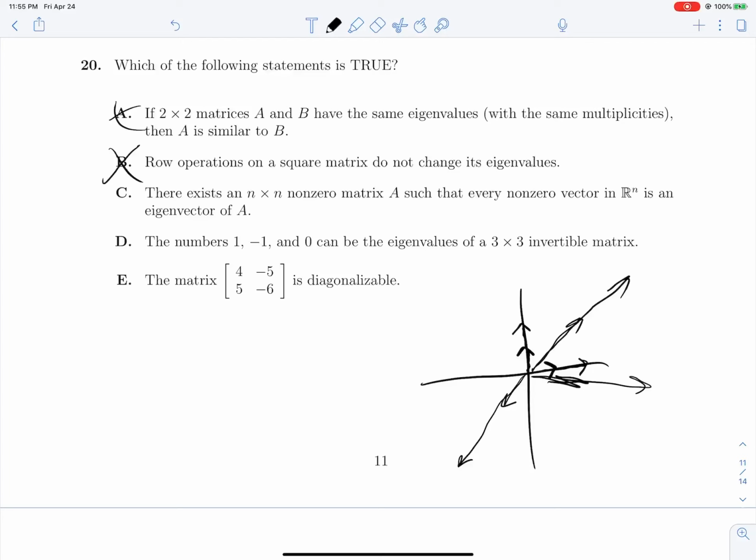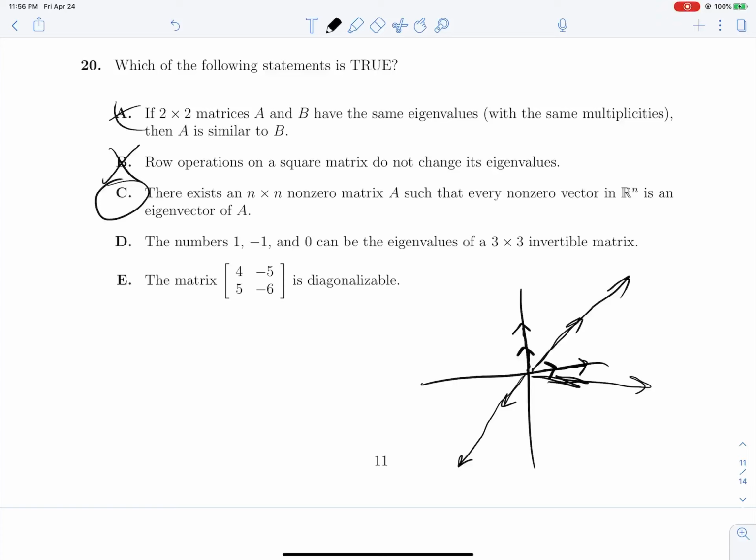Thus, every single vector is an eigenvector of A, and these kinds of transformations come in the form lambda I. And you can see this, for lambda equals 2, this situation that we drew here, all vectors are multiplied by that eigenvalue, which is 2. So this is true. What about D?